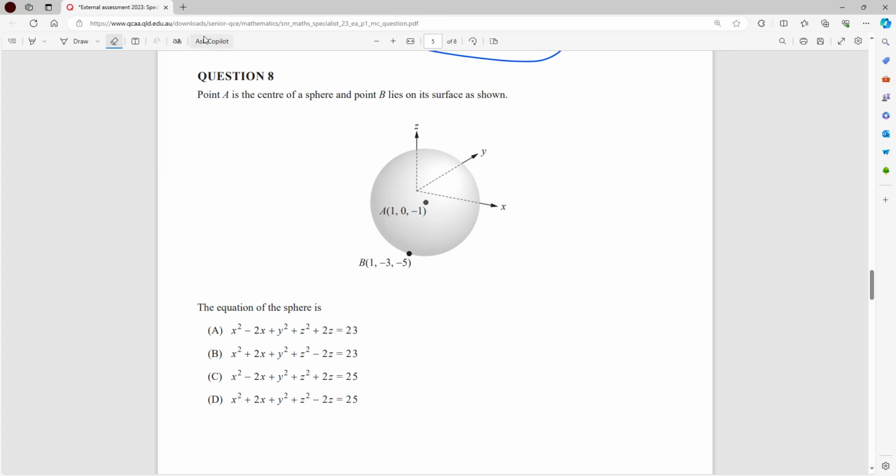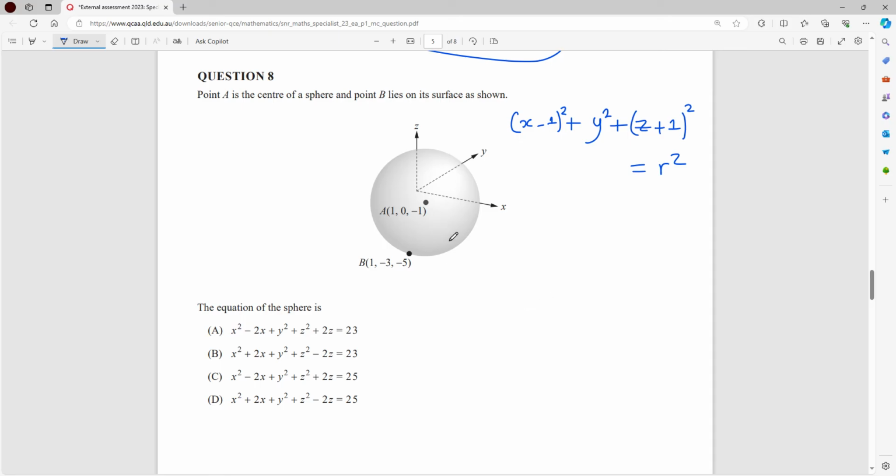So let's take a look at question 8. Point A is the center of the sphere and point B lies on the surface shown, okay? So we have to work out the equation of the sphere. With the equation of the sphere, we've got the center point here, so we know how the general equation is going to look. It's going to be (x minus 1) squared plus (y plus 0) squared, so just y squared, plus z, and that's going to be opposite sign of that, so plus 1, squared equals the radius squared.